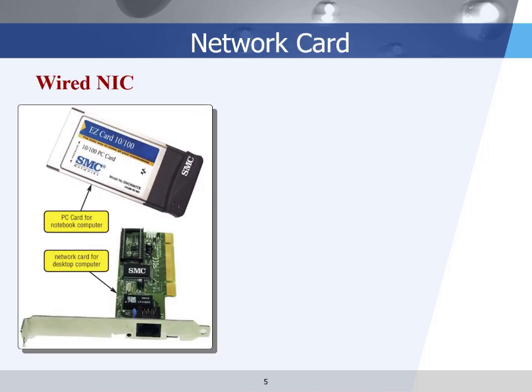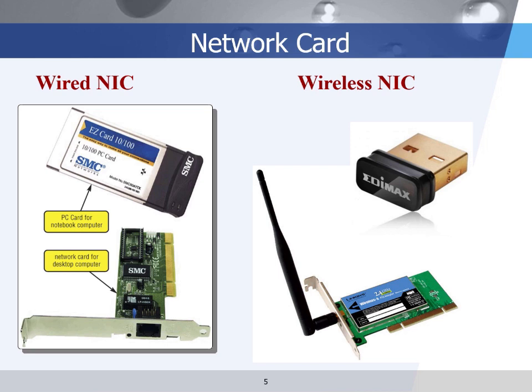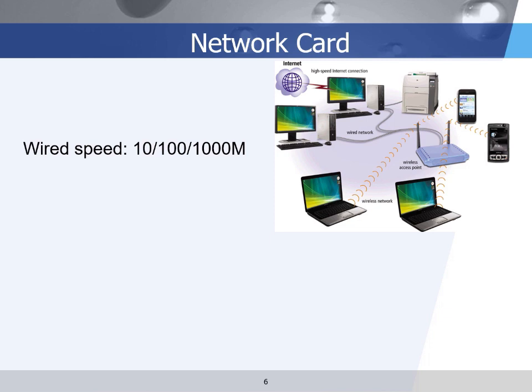So here are some network cards. This is the wired NIC and this is the wireless NIC. Nowadays, most computers have a built-in network card, so we're not really familiar with this type of network card anymore. But the wired network card is also very popular because the wired connection usually has a faster network speed. For wired connection, it's common to have a speed of 10 or 100 or even 1000 Mbps.